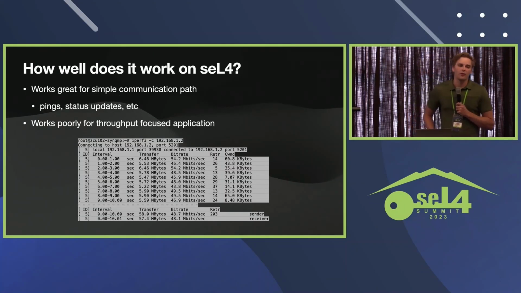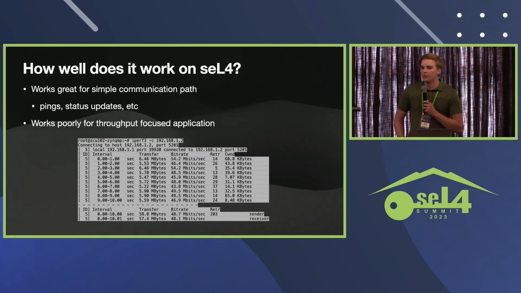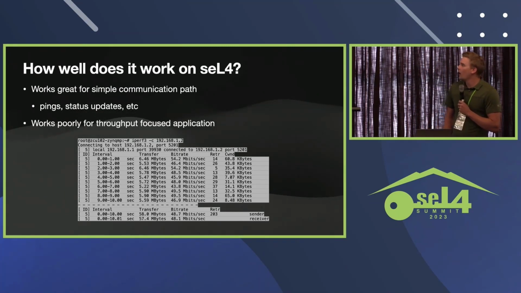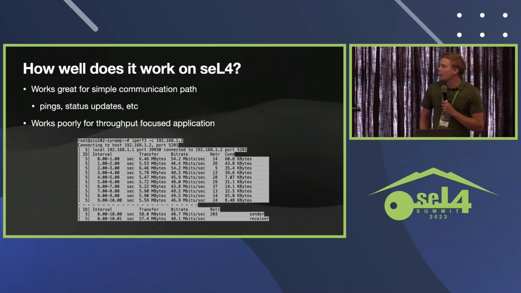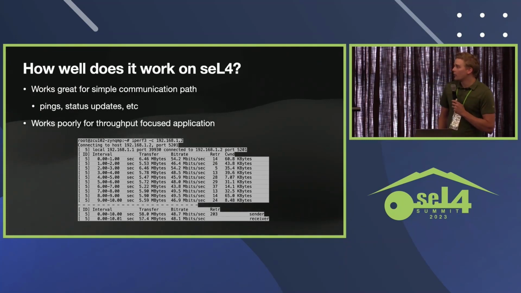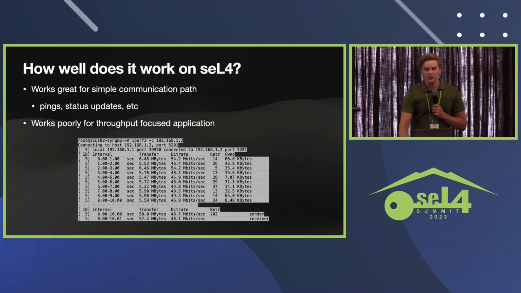However, if you have a throughput-focused application, the performance is not ideal. So this test setup is 2 VMs, each pinned to their own core, and I'm running iPerf3 on both sides. One side's the client, one side's the server, and we are getting approximately 50 megabits per second.